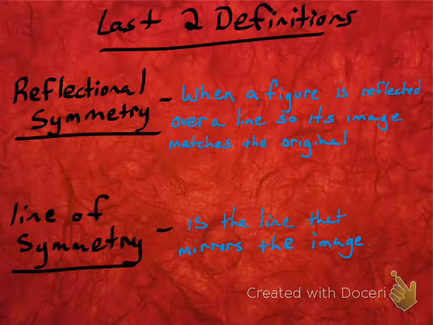Okay, last two definitions. Reflectional symmetry. When a figure is reflected over a line, so its image matches the original. That'd be like the mirror thing again, but it has to be perfect. It has to match perfectly. Line of symmetry is that line that it mirrors on, so it would be like the mirror.